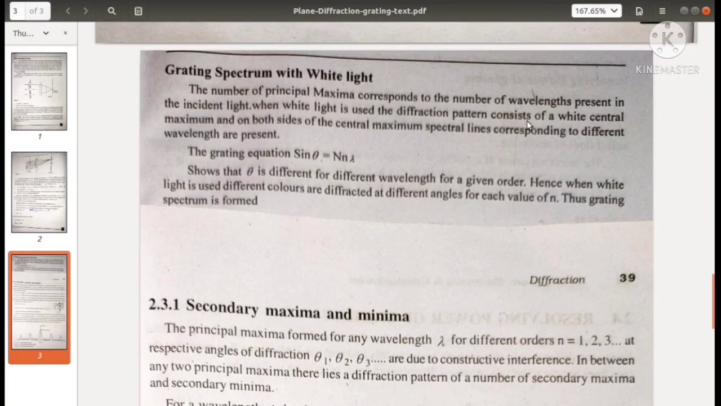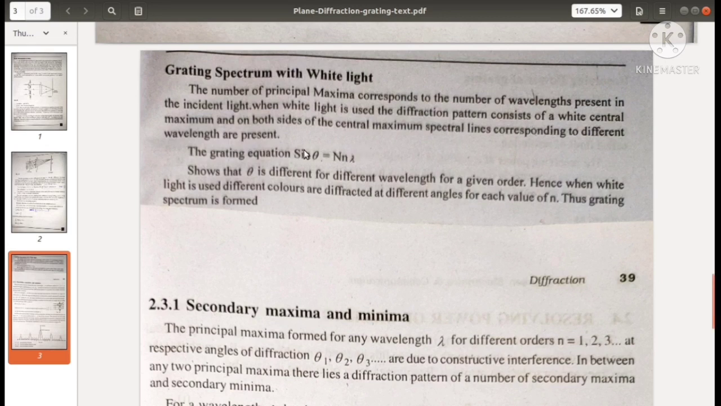And if you are using white light to illuminate the grating, we will get a colored spectrum on either side of the central maximum point, because white light is composed of colors with wavelengths varying from 400 to 700 nanometers. So all the light will constructively interfere at the central point, because the path difference between the light reaching the central point will be 0. So they will constructively interfere, and we will get white light at the central point. And on either side of this white light, that is the central maximum, central bright point, we will get a colored spectrum.